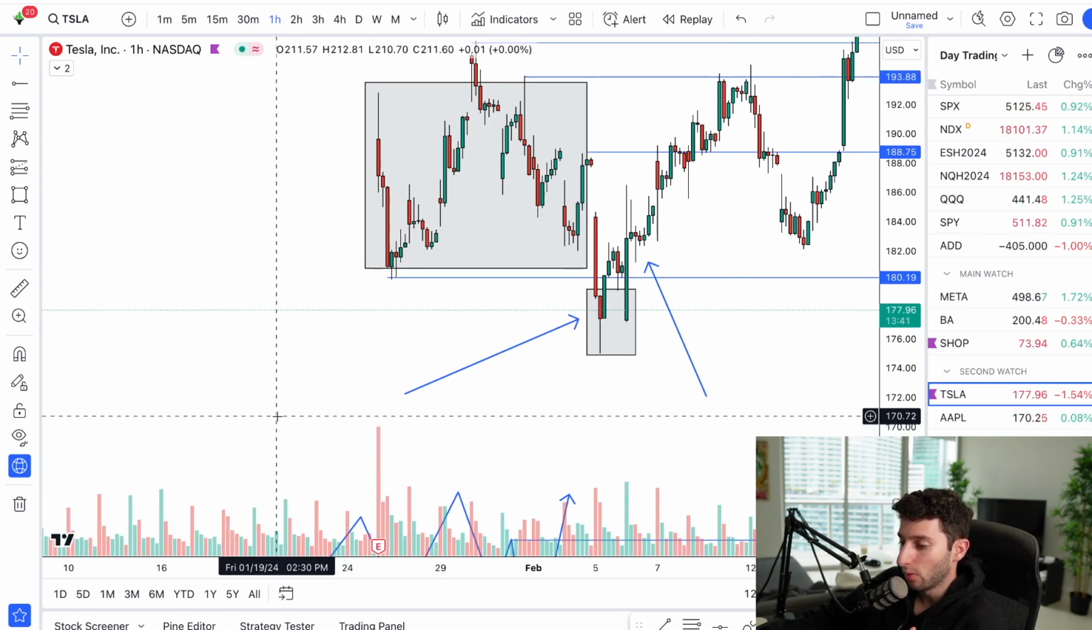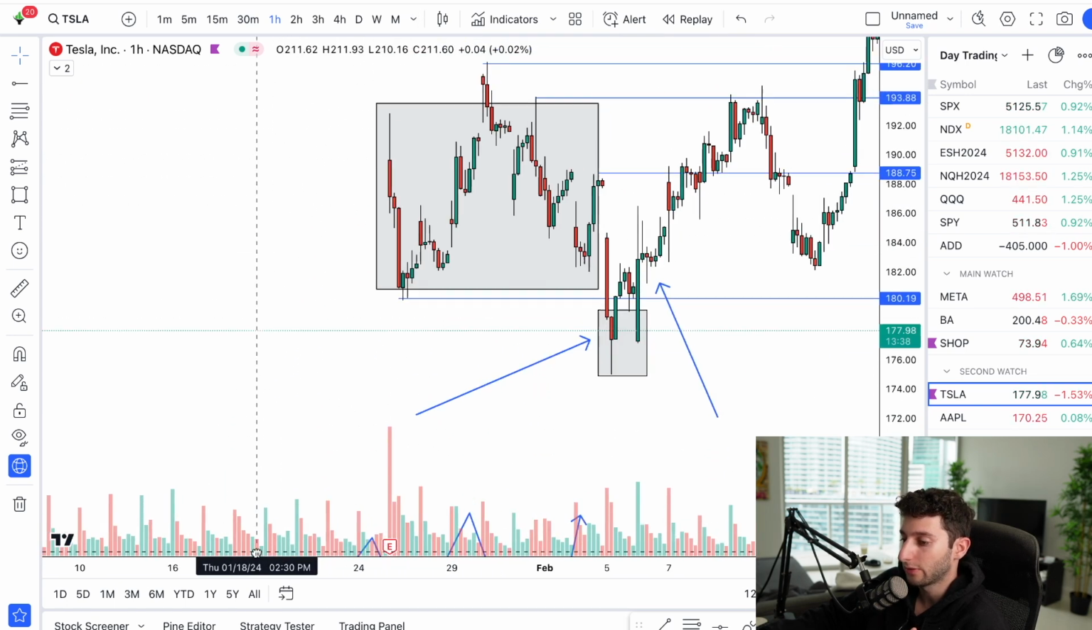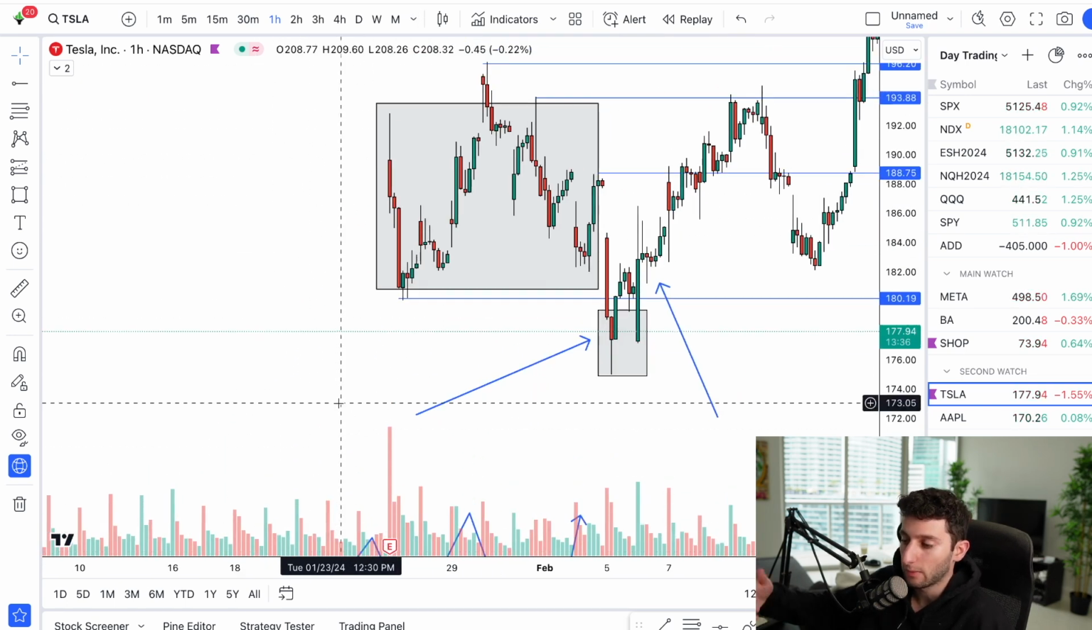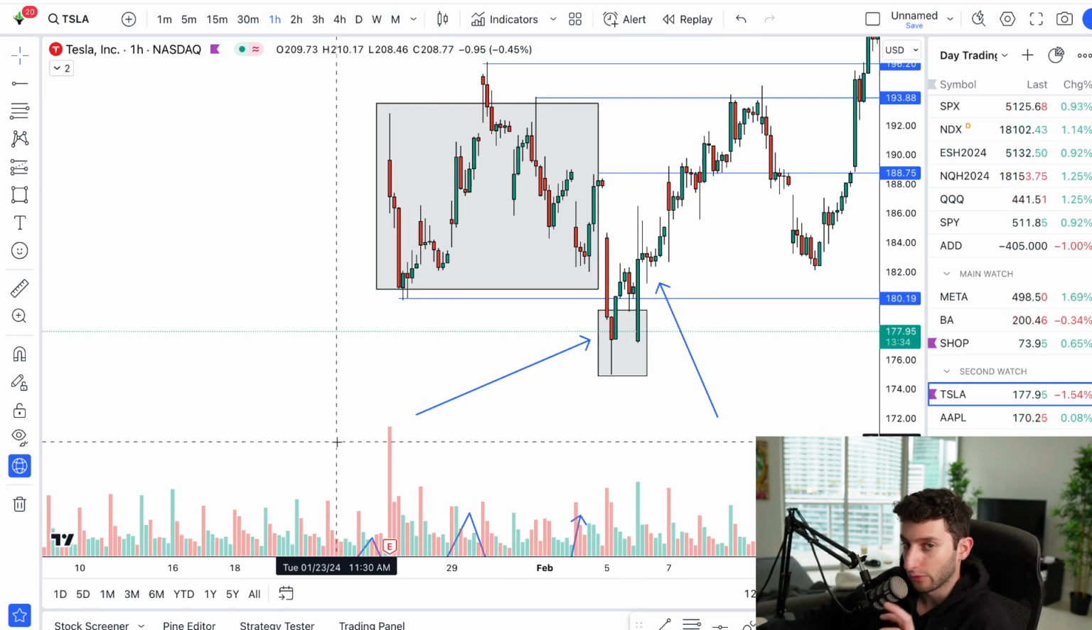So what do we do? Step one, we identify the low. Step two, we wait for the stop hunt and reverse. Now, how do we identify when price has actually reversed? There's a few things you can use.